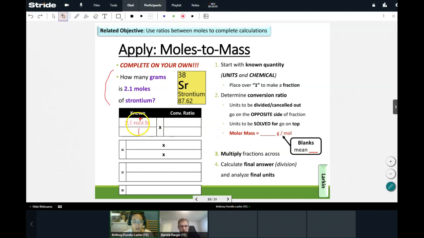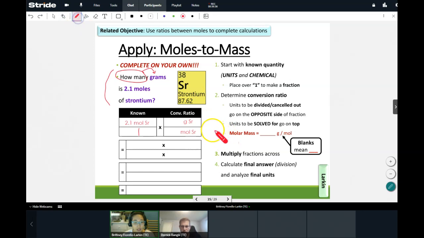In the next step, moles of strontium is on the top. Where does it go in the next step to get rid of it? What would be the opposite side? Yes, always on the bottom. And on top is what I'm solving for. Take a look here this time. What am I solving for? How many what? Yep, grams, and it's still the same chemical, so grams of strontium goes on top.